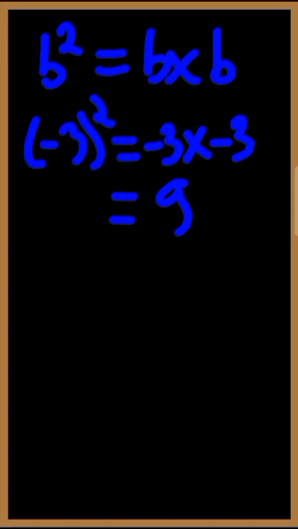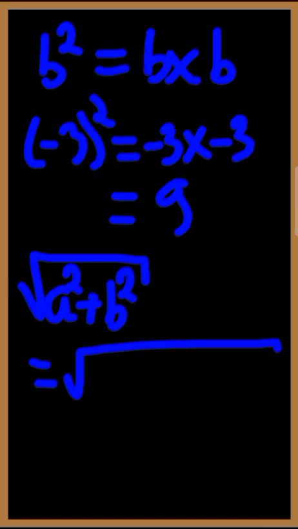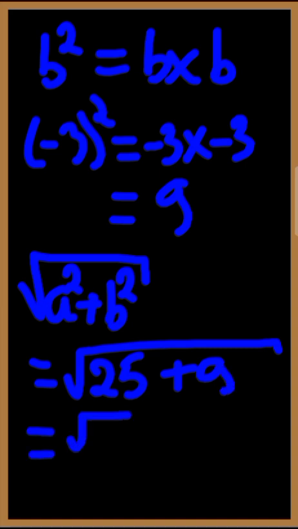Now we can proceed to evaluate the square root of a squared plus b squared. This will simply be equal to the square root of a squared. A squared gives us 25. Replace a squared with 25, plus b squared, which is 9. This will simply be equal to the square root of 25 plus 9, which is simply equal to 34.